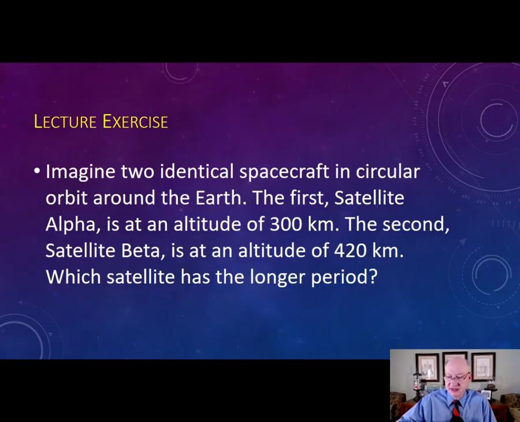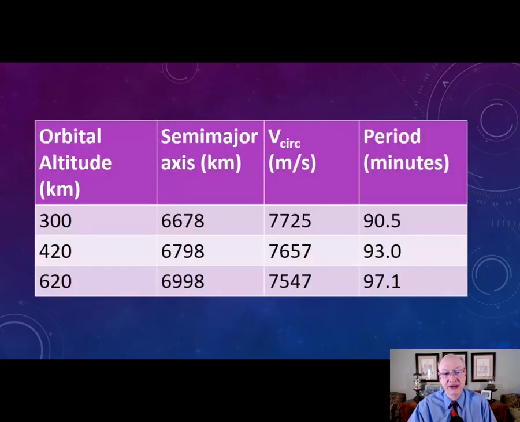All right, let's look at some of these results. What did you get on this one? On this one, of course, Beta, which is at the higher altitude, is both moving slower and it has more distance to cover, so it has the longer period.